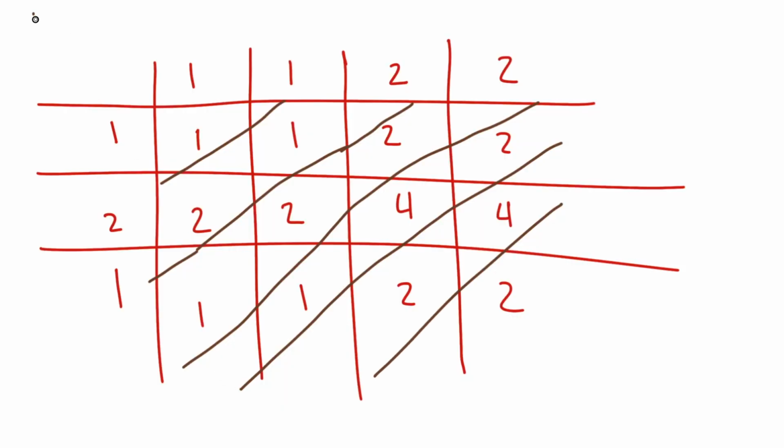Now your y0 is 1, your y1 is 2 plus 1, 3, your y2 is 2 plus 2 plus 1, 4, plus 1 is 5, your y3 is 4 plus 2, 6, plus 1, 7, your y4 is 4 plus 2, which is 6, and then y5 is 2.